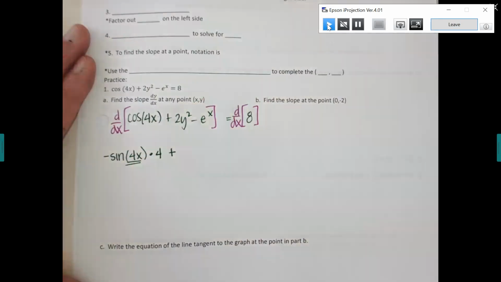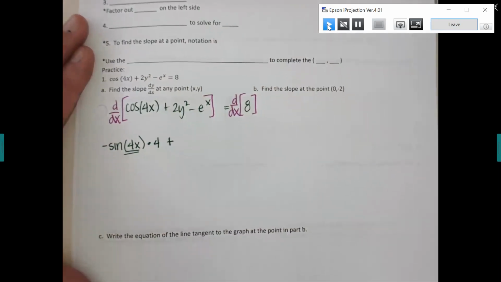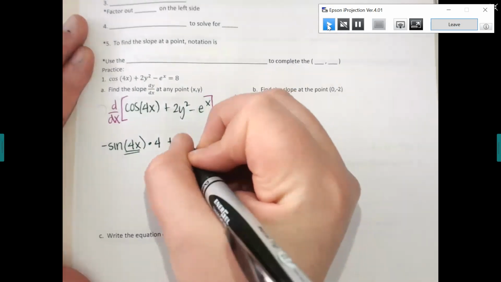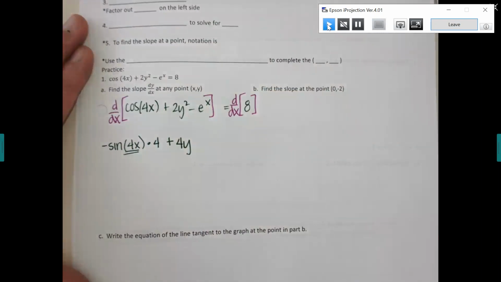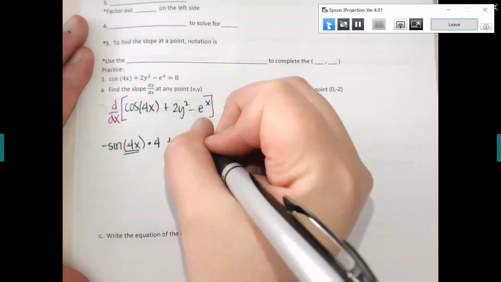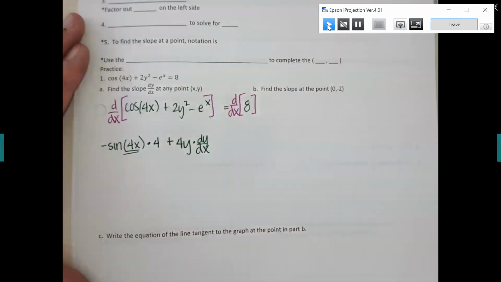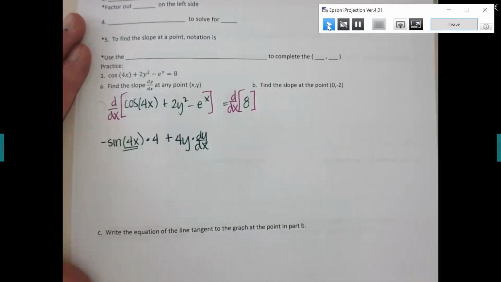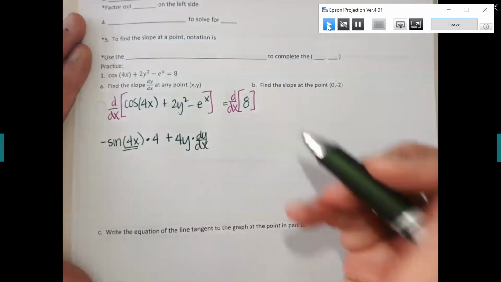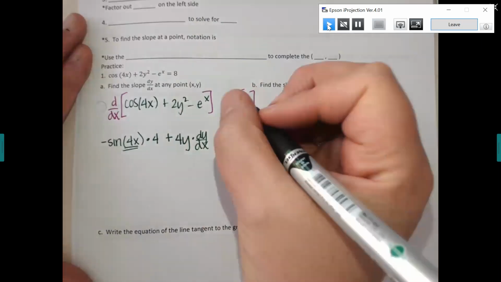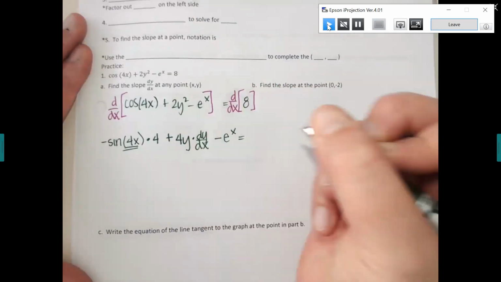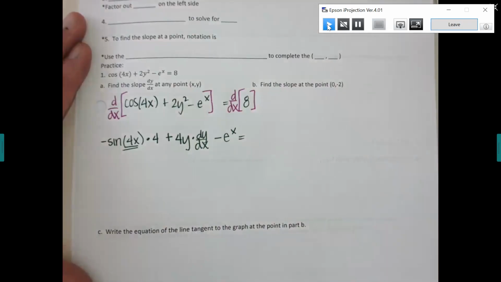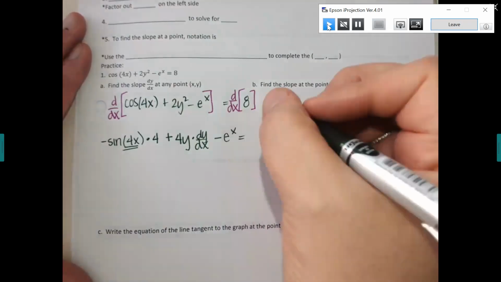Plus, next term, I have a 2y squared. What would the derivative of that be? Plus 4y. And now my y would be to the first power. But because it's a y instead of an x, I have to put a dy dx on it. Anytime it's a y, you're going to do that. Next term is minus e to the x. What is the derivative of e to the x? E to the x again. Equals. Then on the other side, I just had an 8. 8 is a constant. What's the derivative of a constant?